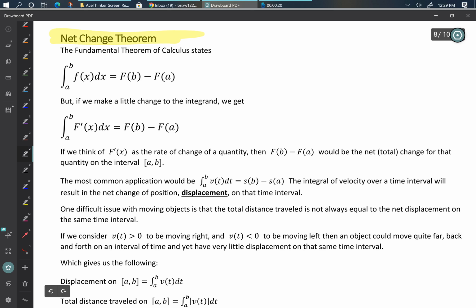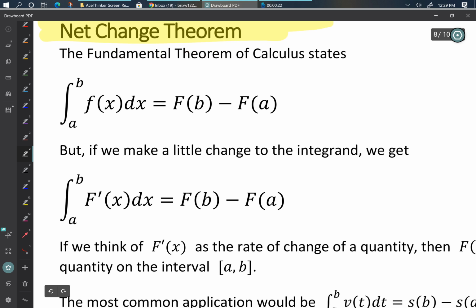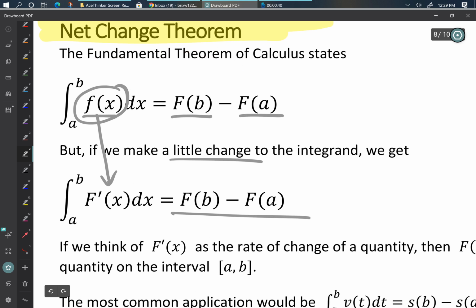The fundamental theorem of calculus states that the integral from a to b of little f of x is equal to big F at b minus big F at a. But if we make just a tiny little change to the integrand, if we rewrite little f as f prime, we still get the same result. That is, we still get f of b minus f of a being the value of the integral. But it allows us to change how we think about things.